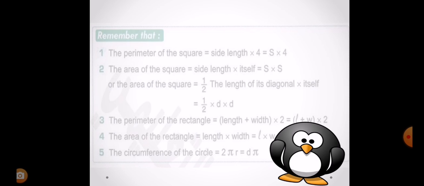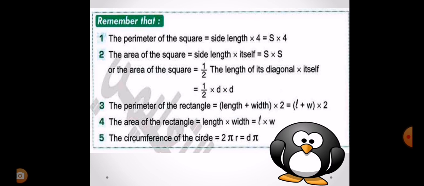Now, some rules we took in Primary 3, 4 and 5. We have to remember them to help us in the next lesson. Remember that, number 1, the perimeter of a square. Who can remember the rule of the perimeter of a square? Excellent students. Side times 4. Perimeter of a square equals side times 4. Number 2, area of a square. Who can remember the area of a square? Good students. Side times side, or another rule, half times diagonal times diagonal.